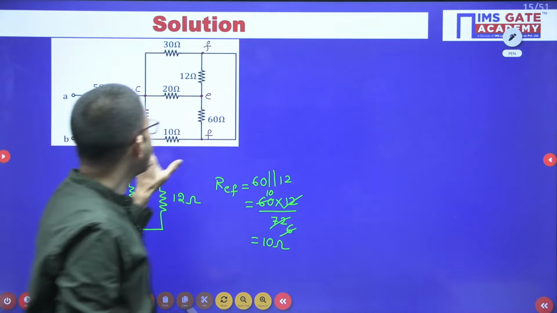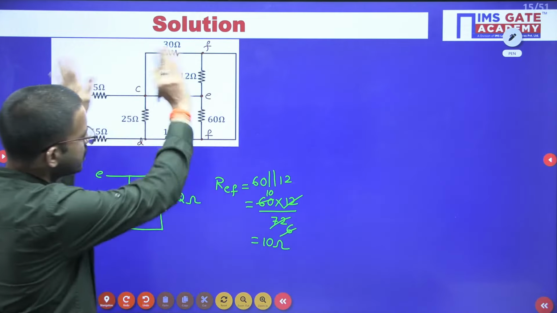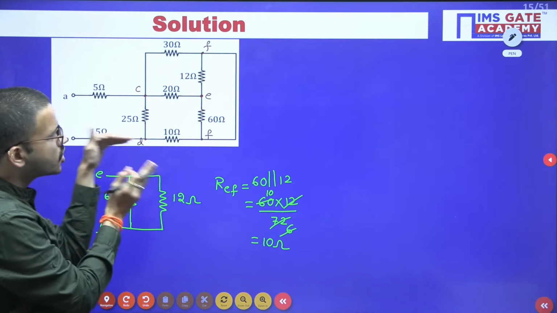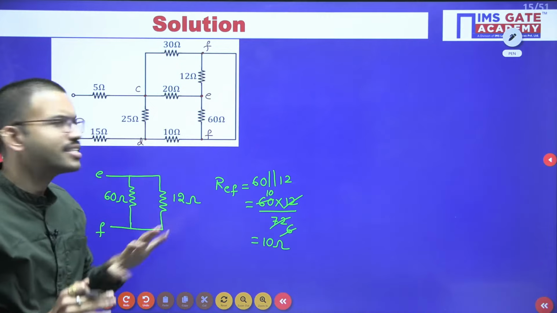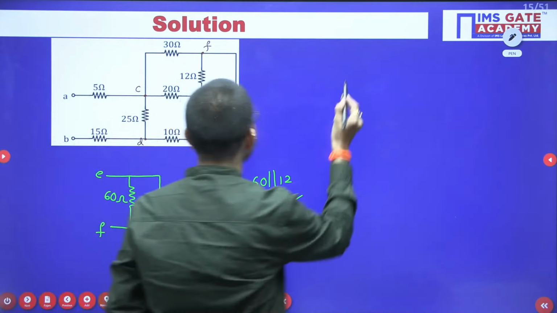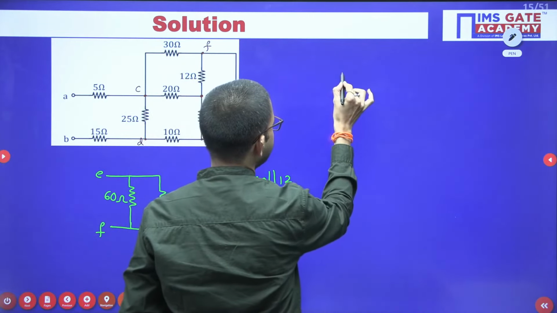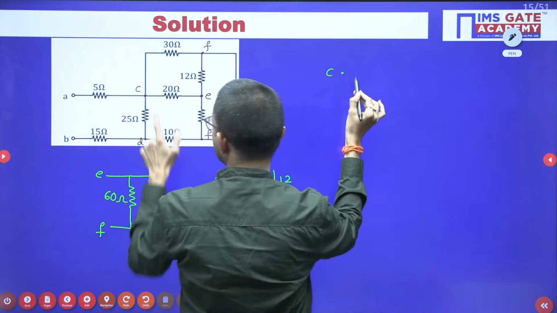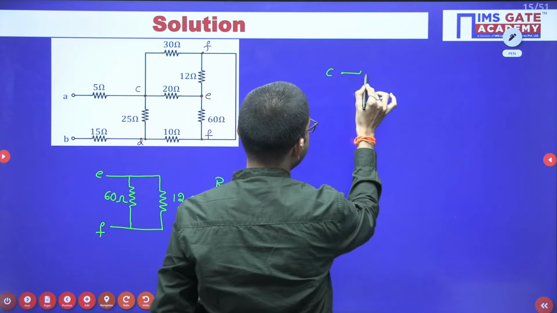Okay. Now after this, instead of drawing the complete circuit or network, I am just drawing part by part so that you can easily understand. Later, whatever remaining part is required, I will add. So for the time being, I am considering the point C. From point C, you are having a 20 ohm resistor.